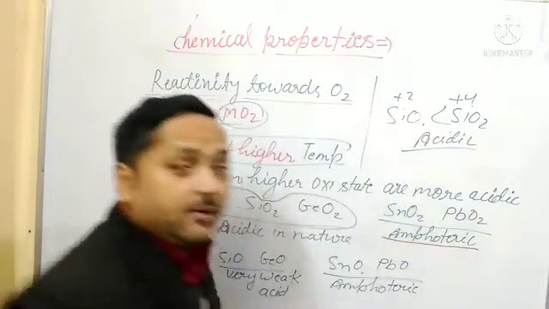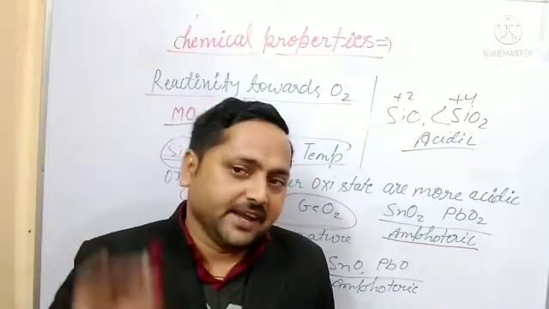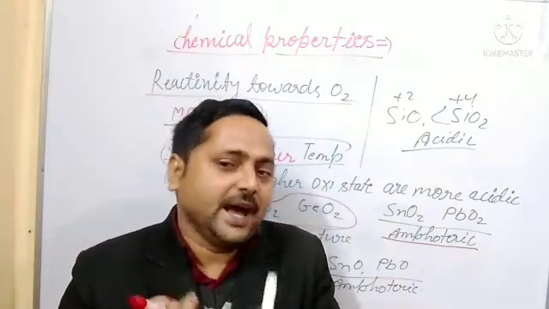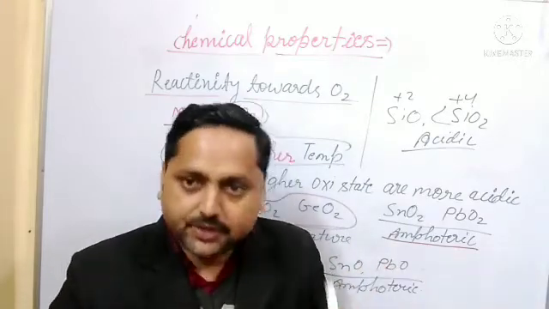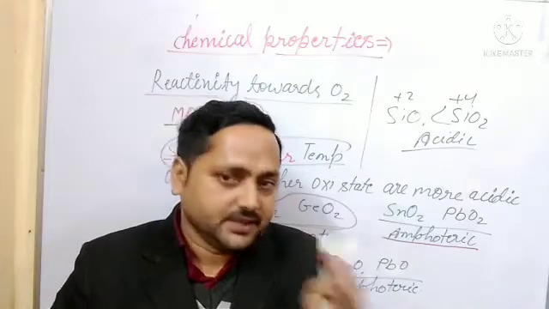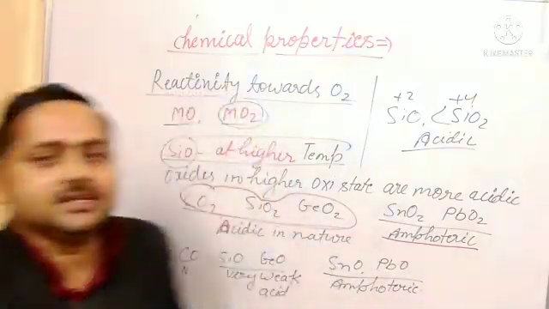You know what amphoteric oxides are? Amphoteric oxides behave as acids as well as bases. Means they have dual behavior: somewhere they behave as acids, and at other places they behave as bases.